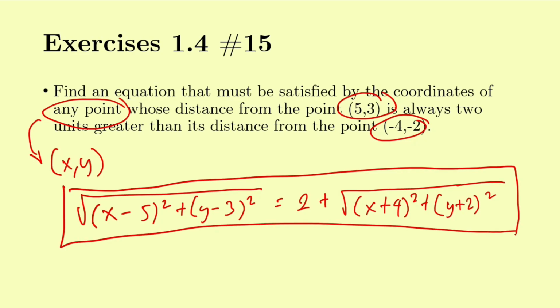This solution, or answer, is already sufficient. However, you can expand this further. You can square both sides, expand each quantity. It's not going to be that simplified. So I will also accept this as the final answer itself, since this in itself is an equation that compares the distance between x and y and the point 5, 3, and also negative 4 and negative 2.